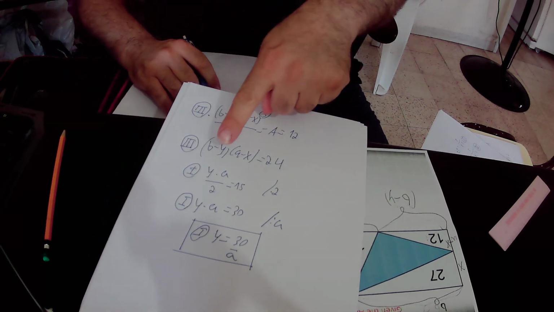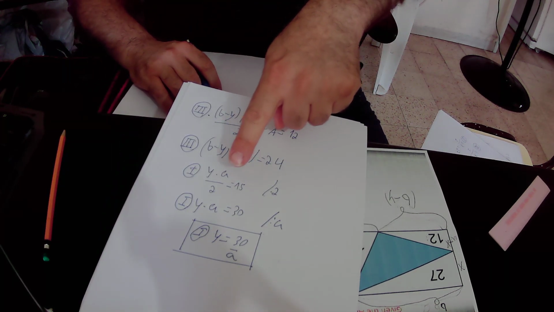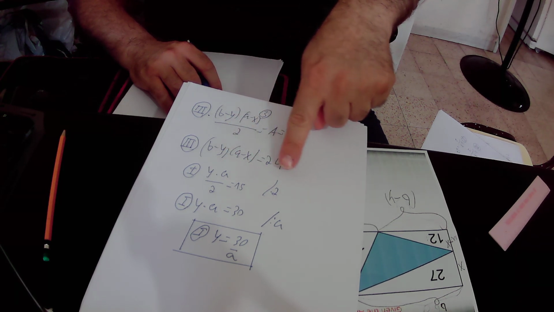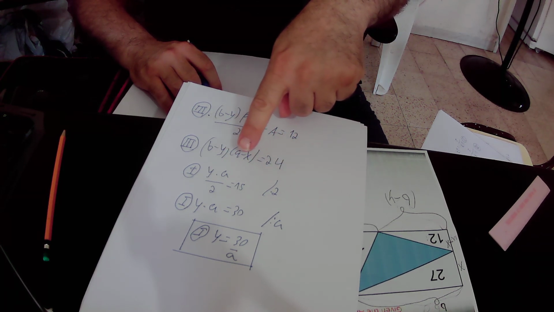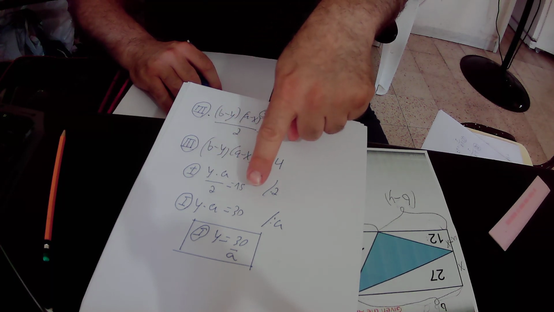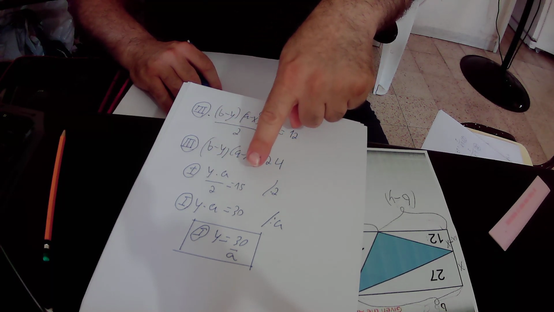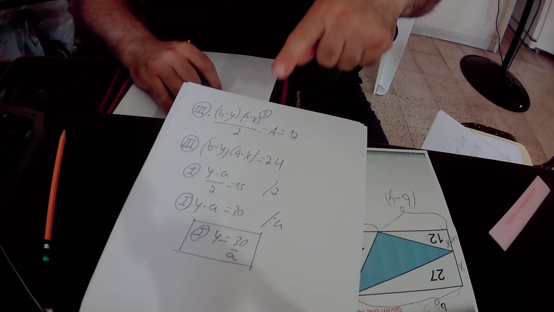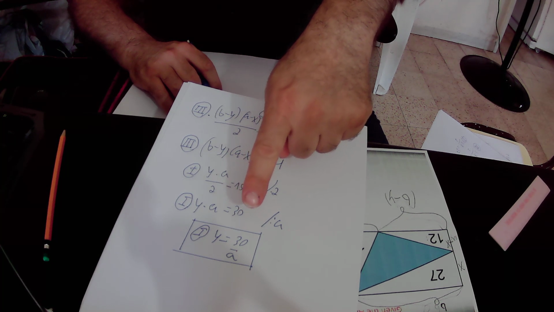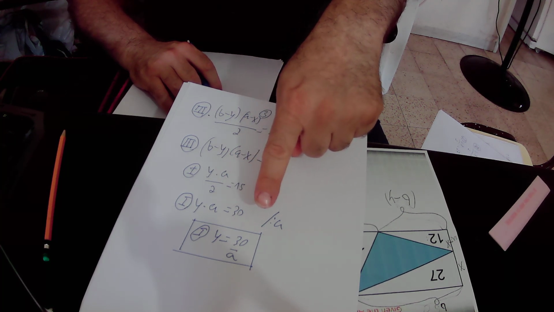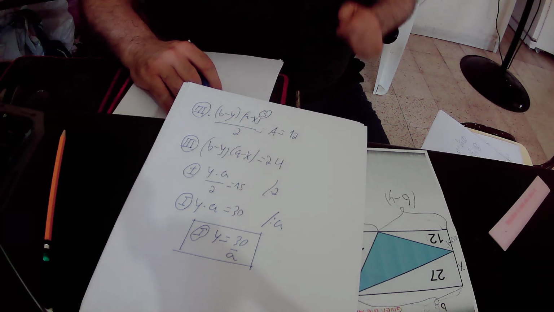We had the first equation, y times a divided by 2 equals 15. We multiplied both sides of the equation by 2, so we got that y times a equals 30 because 15 times 2 is 30. Then we divide both sides of the equation by a, and we got that y equals 30 over a.